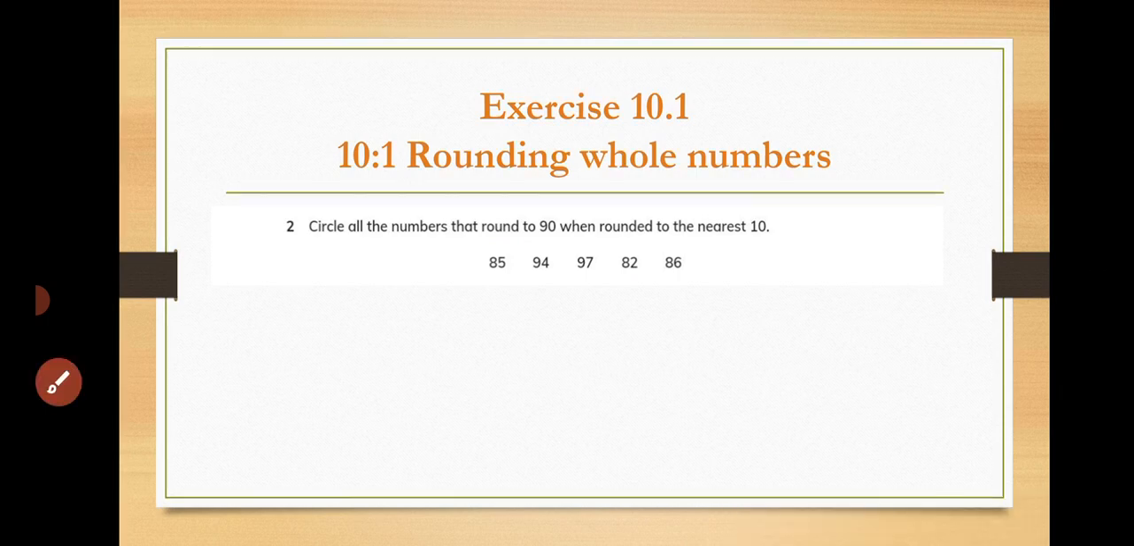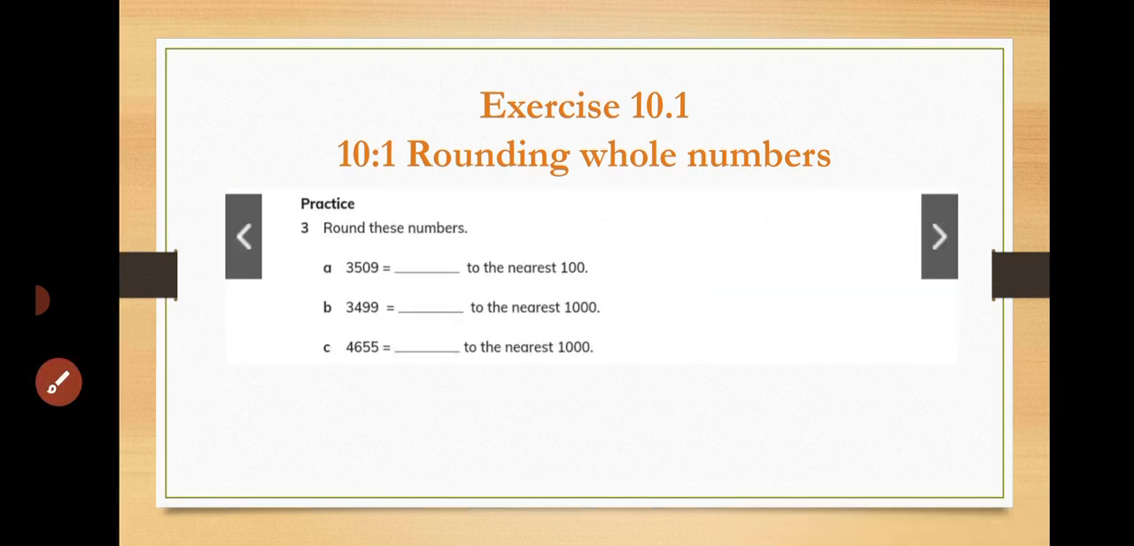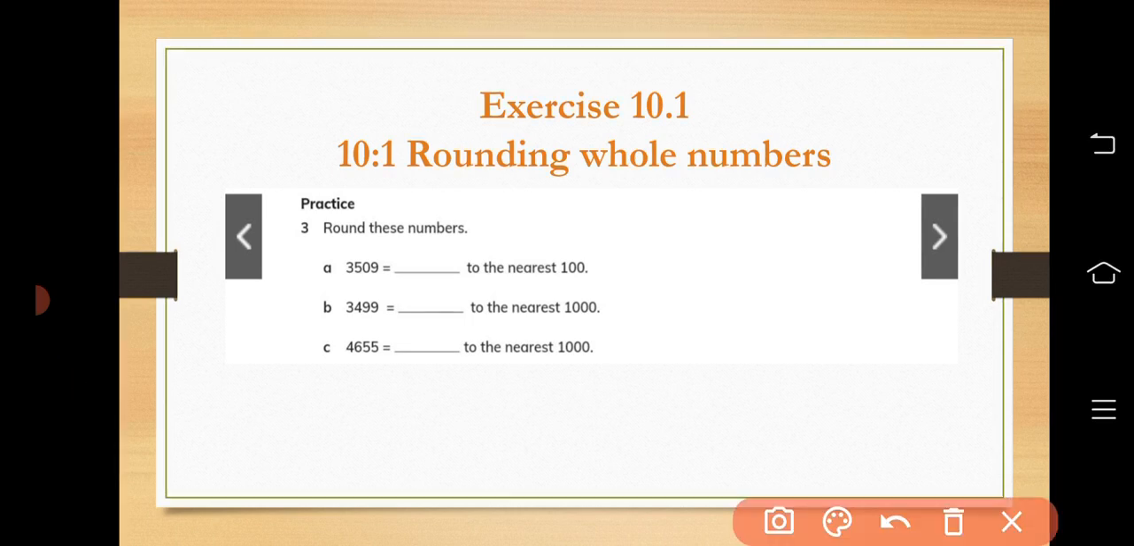Move to the next question, that is question number 3. Round these numbers. So firstly let's see part A. They ask us to round 3509 to the nearest 100.